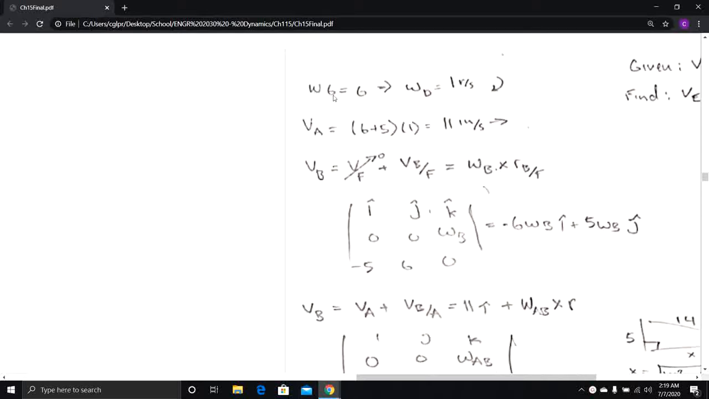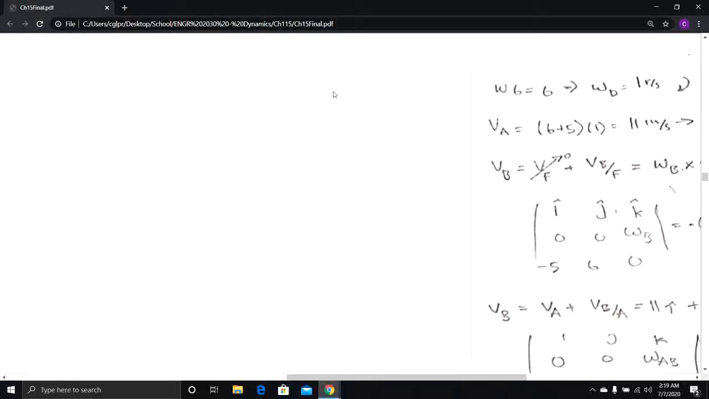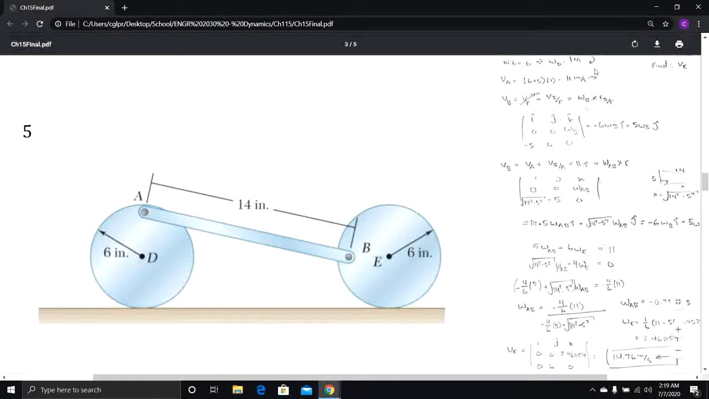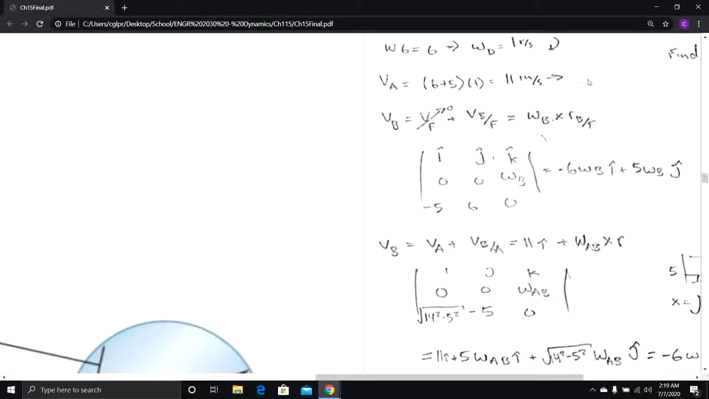Okay, so omega R in this case is 6 inches. We're looking at the distance from this point right here to this point, which gives me an omega value of 1 radians per second. To find the velocity of A, I want to look at the distance from this point to this point, which is going to be 6 inches plus the 5 inches. So it gives me a velocity of 11 inches per second to the right.